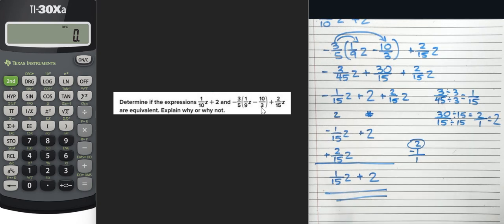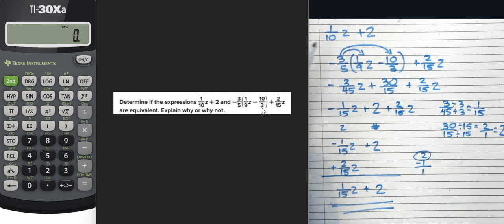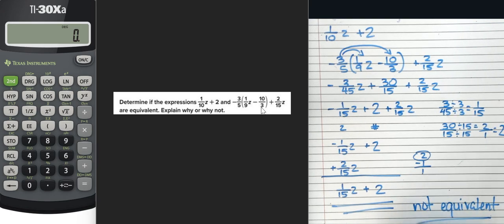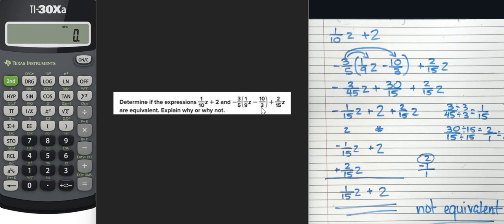Now let's look and compare that to what we started off with. It was 1/10 z plus 2. So they are not equivalent, because here it's 1/10 and here it's 1/15. So they are not equivalent. Not equivalent, meaning that they are not equal to one another.